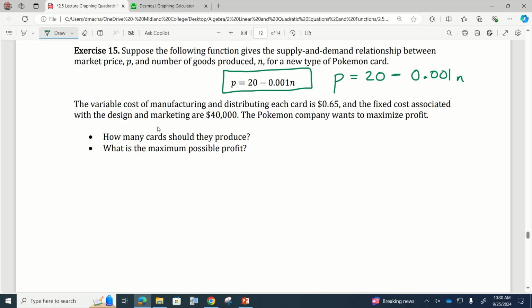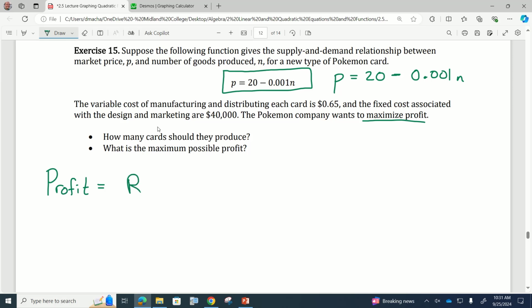The next part of the problem says the variable cost of manufacturing and distributing each card is 65 cents, and the fixed cost associated with the design and marketing are $40,000. The Pokemon Company wants to maximize profit. So let me give you a little equation that you would need to solve this question.